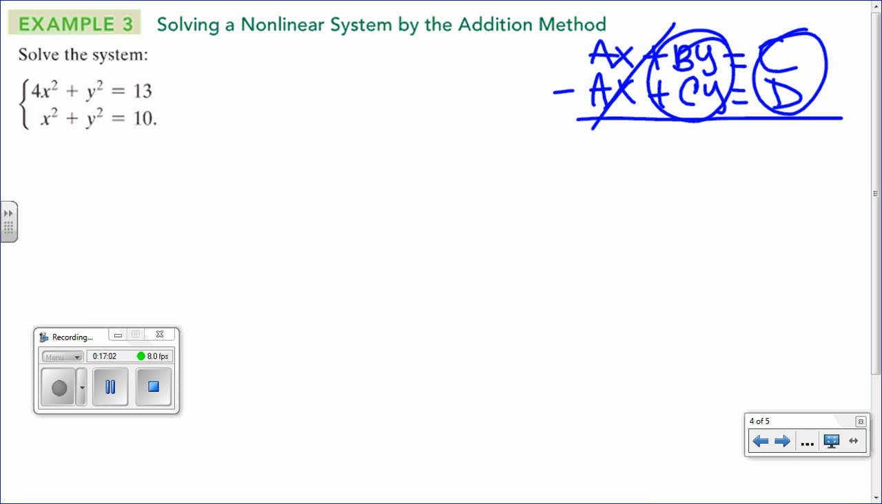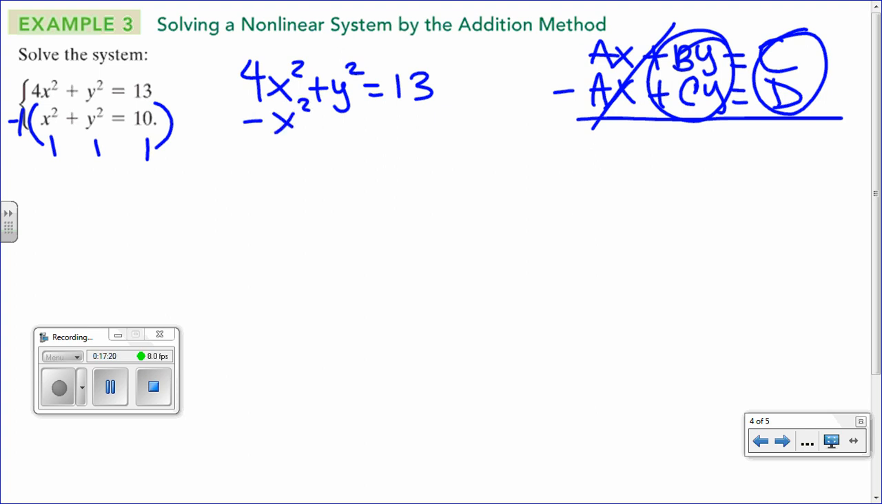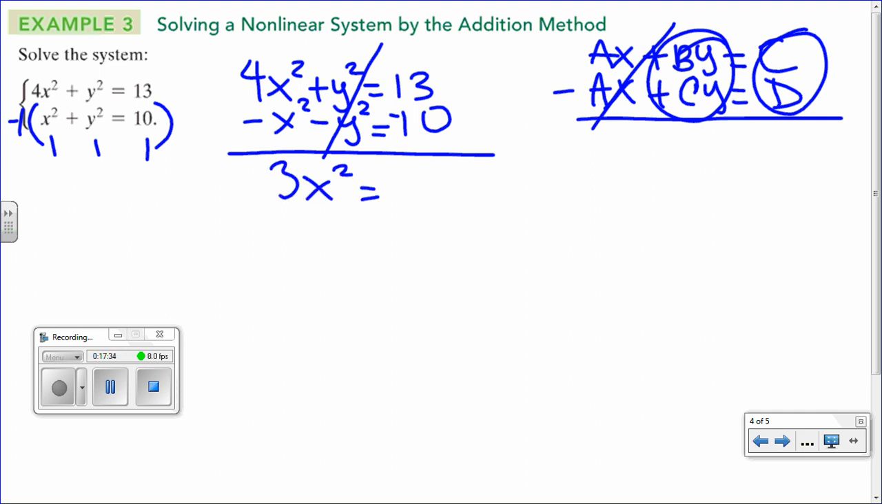So what I'm going to do is eliminate y by multiplying the second equation by -1. So the first equation is still 4x squared plus y squared is equal to 13. And my second equation, every single term will change to the negative sign. So -x squared minus y squared equals -10. Now here we can eliminate the y squares because they have opposite coefficients. And 4x squared minus x squared is 3x squared. 13 minus 10 is 3. And then x squared is going to be equal to 3 over 3, which is equal to 1.